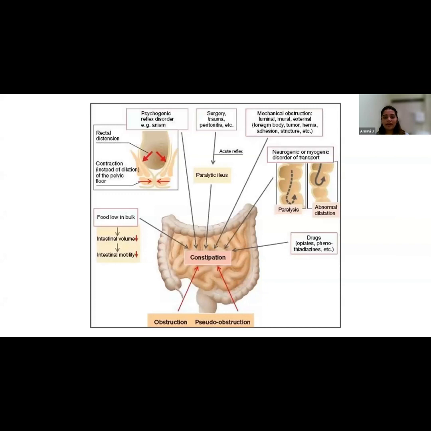So in this diagram, we can see a pictorial representation. Low bulk of food can lead to constipation. Then psychogenic reflex disorders can lead to the same. Then surgery, trauma, peritonitis can lead to paralytic ileus, resulting in constipation. Otherwise, mechanical obstruction, neurogenic or myogenic disorders of transport, and drugs can lead to constipation. Also, obstruction and pseudo-obstruction can lead to the same.